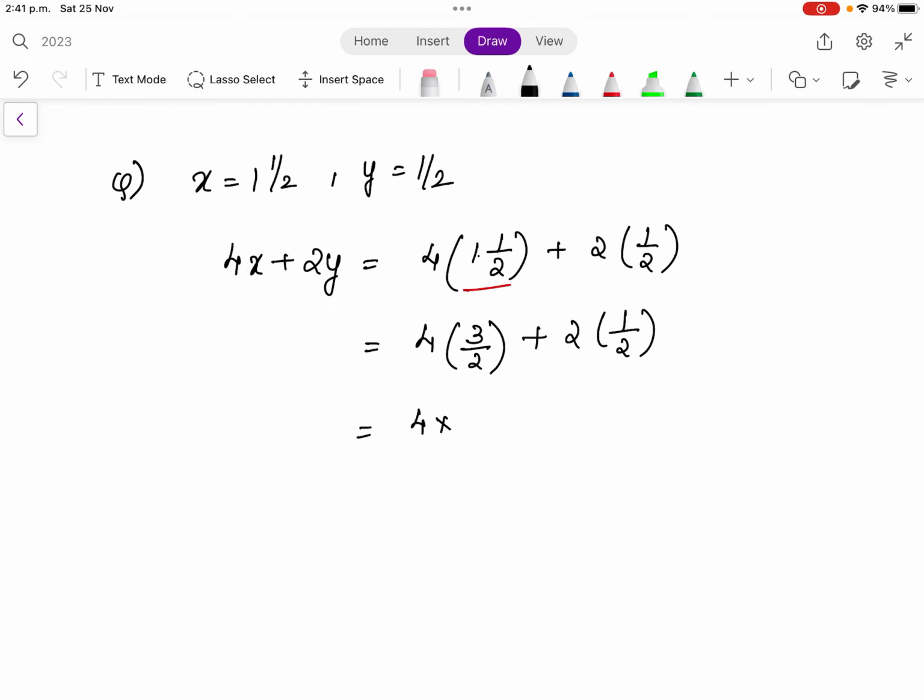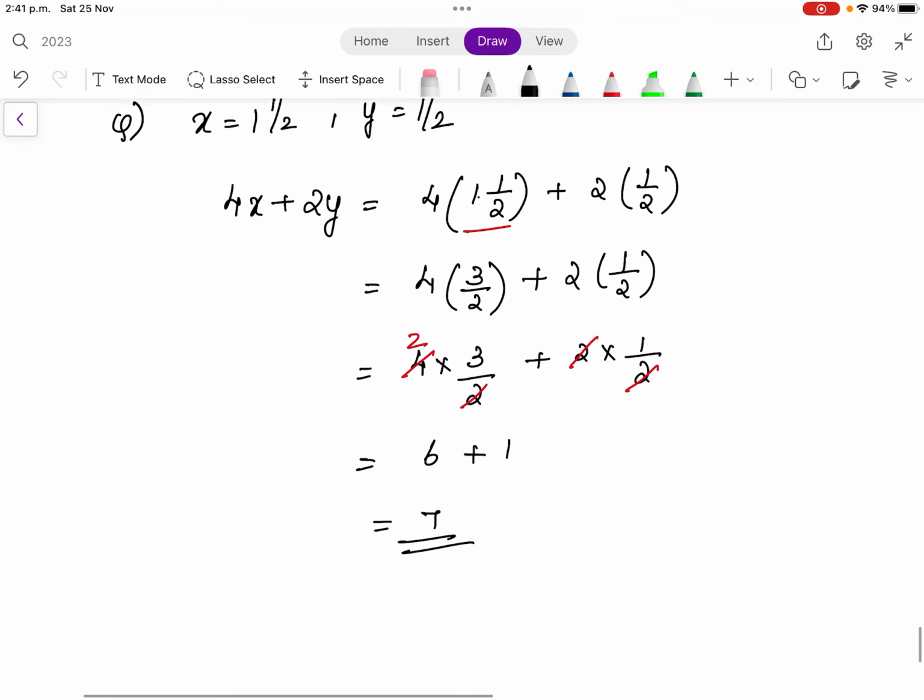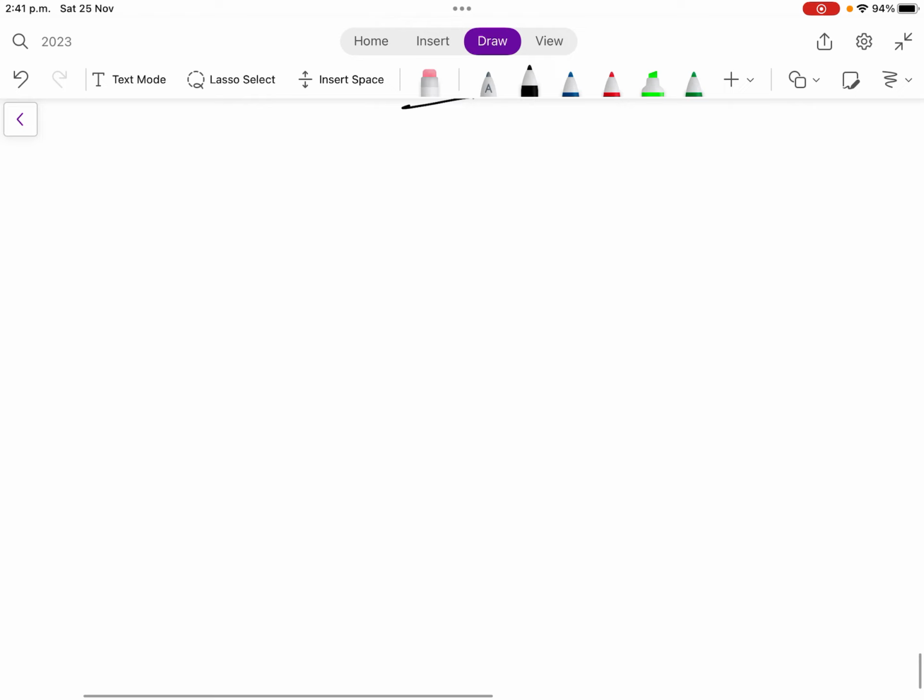Now I can simplify this. I'm just writing it again with a multiplication sign so that it gets simplified. So here it is 2, and this 2 and this 2 will get cancelled. So that's nothing but 3 into 2, 6 plus 1, which is equal to 7. Okay. So this is how we handle fractions.